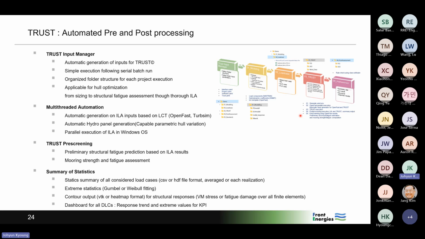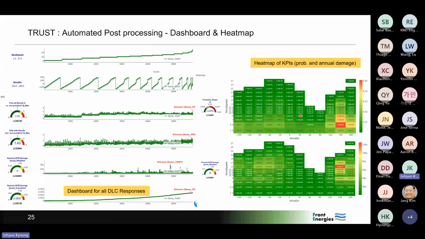And for each DLC, for example the fatigue damage cases, usually we handle 300 to 5,000 fatigue beams. In this case, we provide the dashboard. The dashboard is shown in the next slide. Using this dashboard, we can easily figure out the maximum or design criteria, also the trend, how the trend varies according to the environment condition cases. This is the TRUST-provided dashboard.